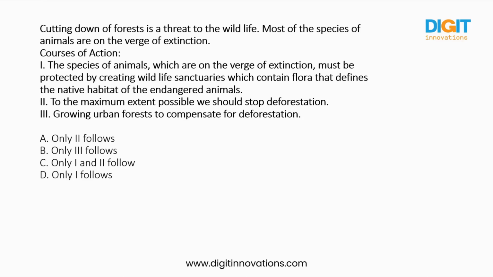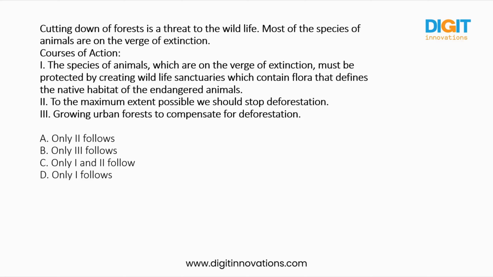Okay, to the maximum extent possible, we should stop deforestation. Growing urban forests to compensate for deforestation. So something has happened there. Okay, the first one, cutting down forest is there, right? In that sentence some action happened, some course of action is being asked. To control that, what are the things we need to follow, they're asking. So they gave three sentences, and we have to tell whether those three sentences follow or not.